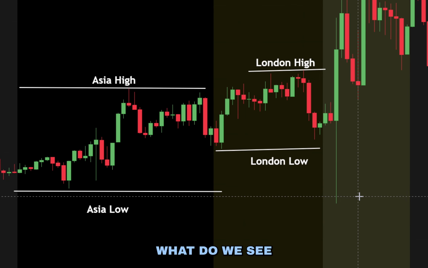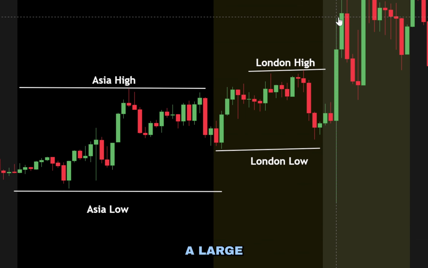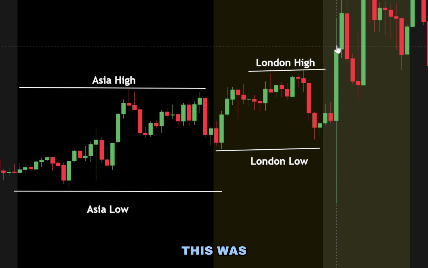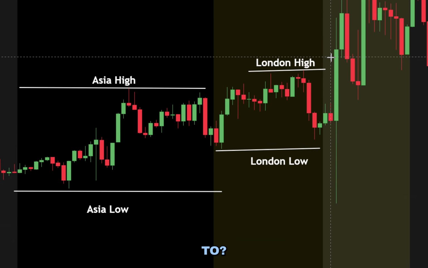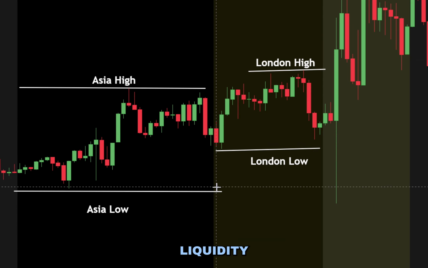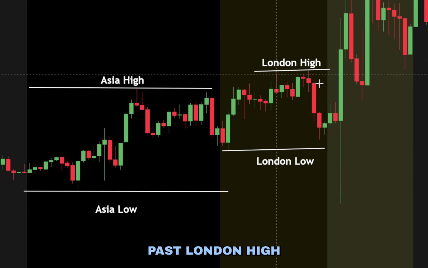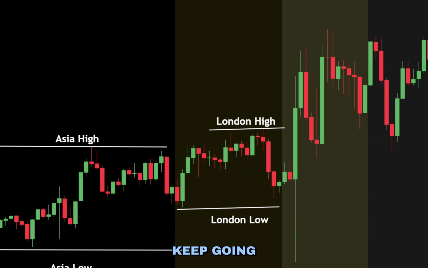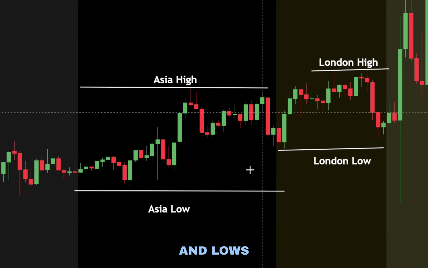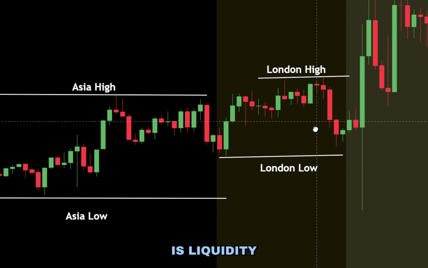And then what do we see during New York? During New York, we see a large manipulation candlestick. This was a news candlestick. But where do we go to? We take out Asia low liquidity and we take out London low. And then where do we push to? We push past London high, which was right here. And then we just keep going higher and take off. At the highs and lows of every single session, there is liquidity resting.